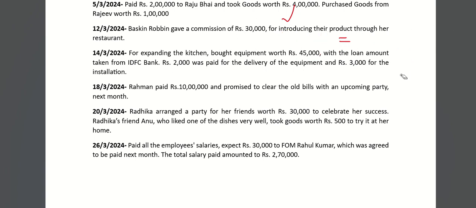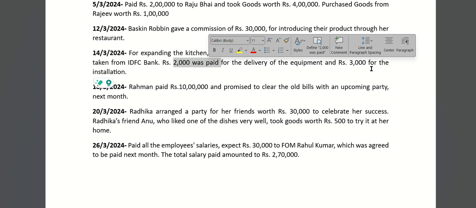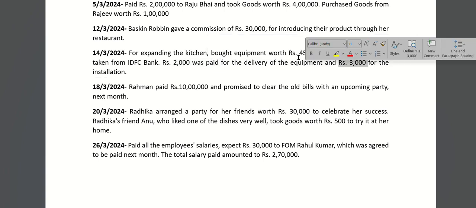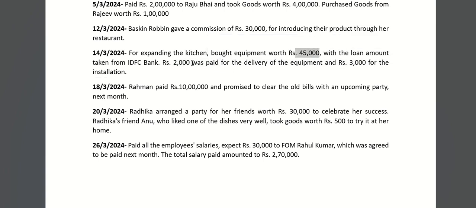So according to this principle, what should we consider? These 2000 and these 3000 expenses should be added to the price of the kitchen equipment when we write in our book. That means the price of this kitchen equipment when written in our book should be 45,000 plus 2000 plus 3000, because this 2000 and 3000 was spent to bring this asset to our restaurant. So the final amount is 50,000.